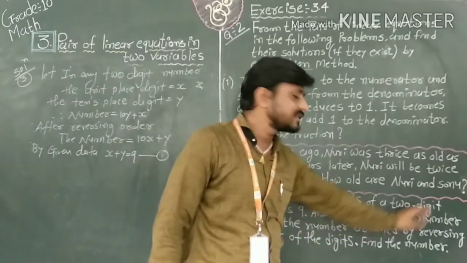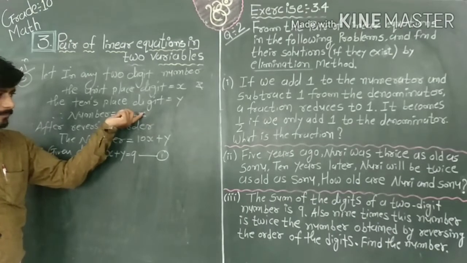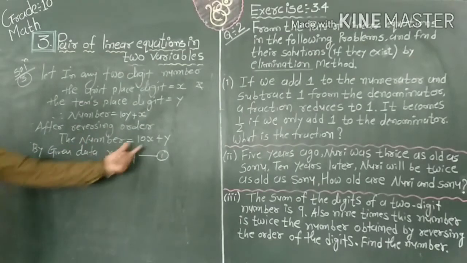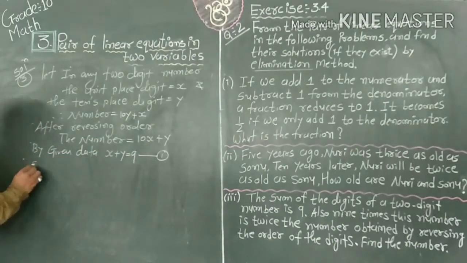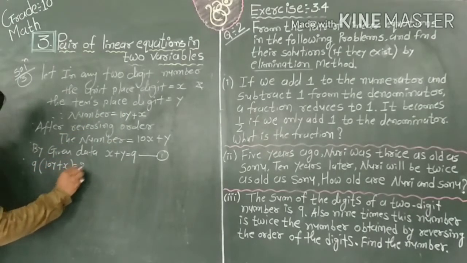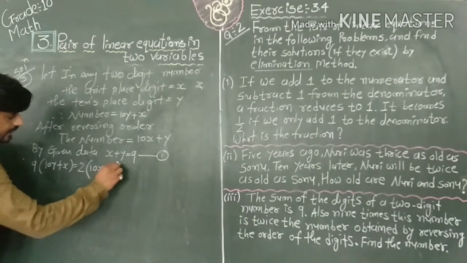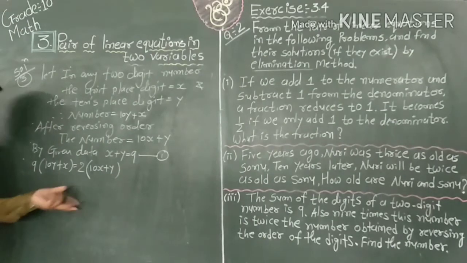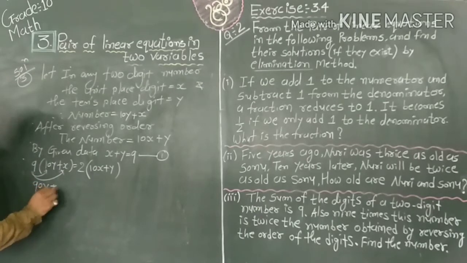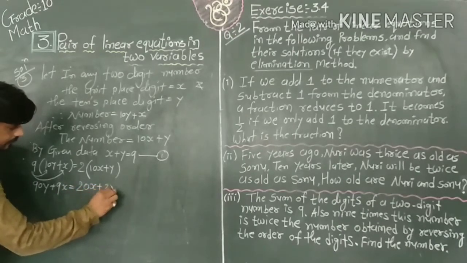Also 9 times this number. That means this one, 9 times of this number, is twice the number after reversing, twice this one. Therefore, 9 times the original number is equal to twice the number after changing the order. That means 10x plus y. Okay, now we simplify this one and get a second equation. That means 90y plus 9x is equal to 20x plus 2y.